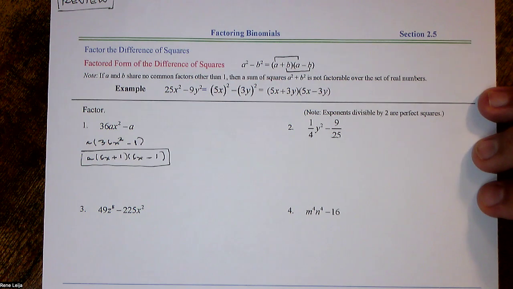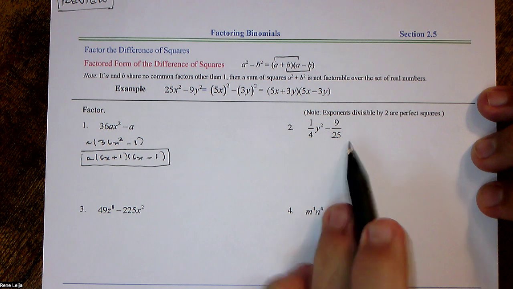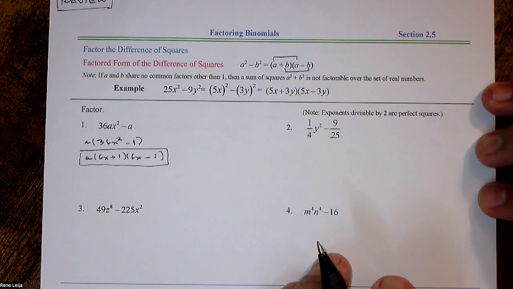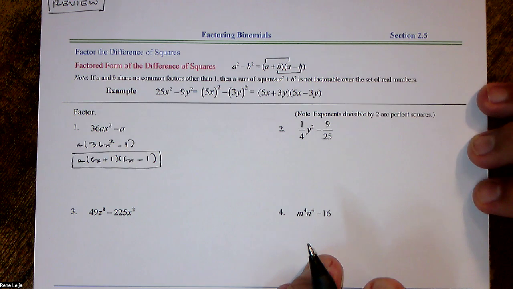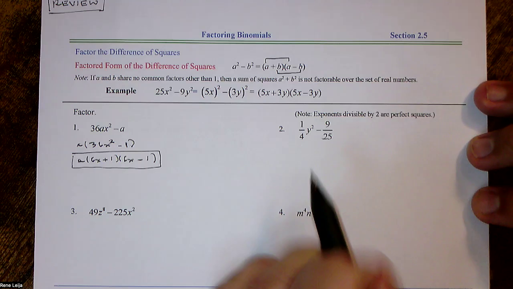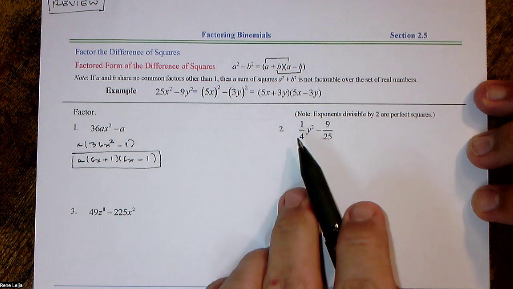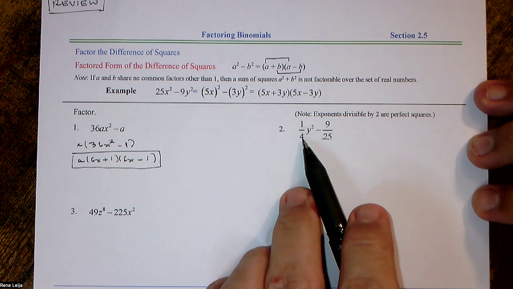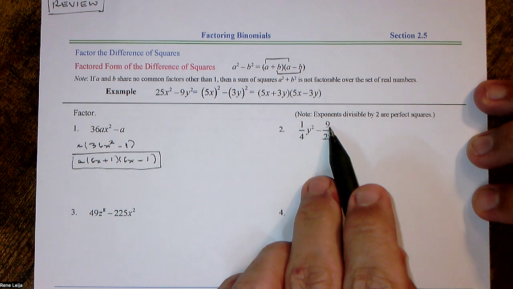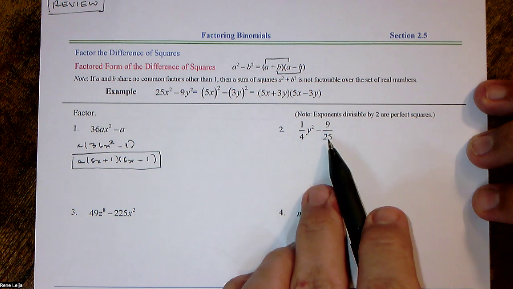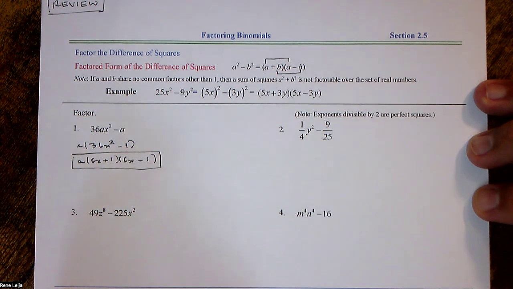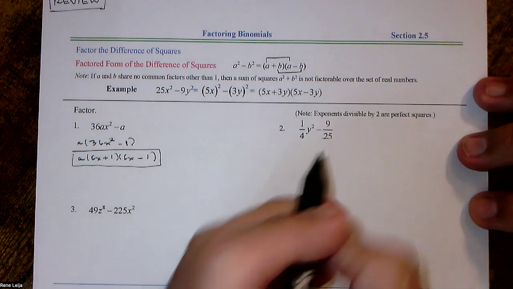All right. Now, here for number 2, don't panic because you have fractions. Pay close attention to what your fractions are. Is this a perfect square? Yep, it's 1 times 1. Is 4 a perfect square? Yep, 2 times 2. Is 9? 3 times 3. Is 25? 5 times 5. So all of those are perfect squares.